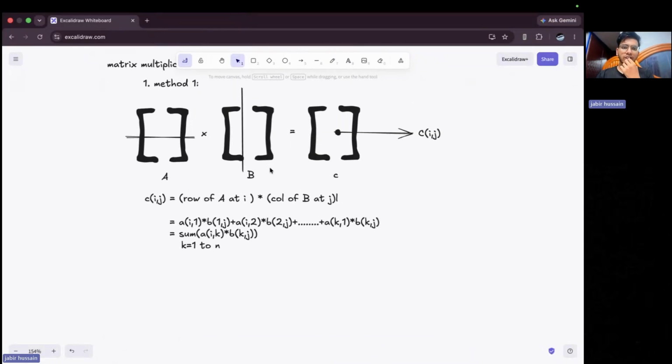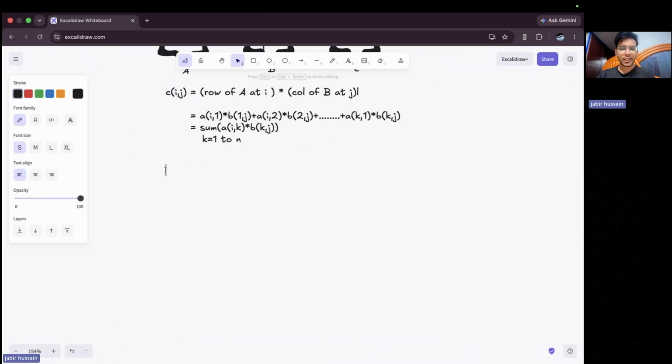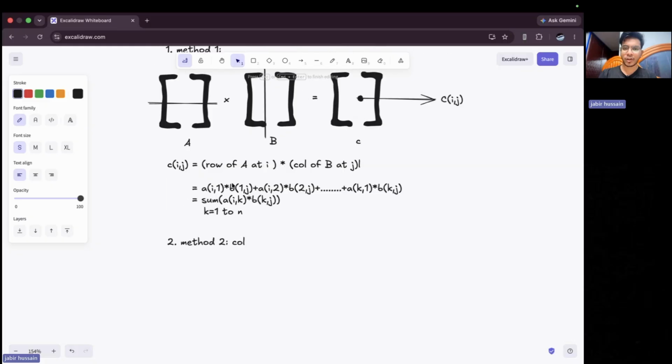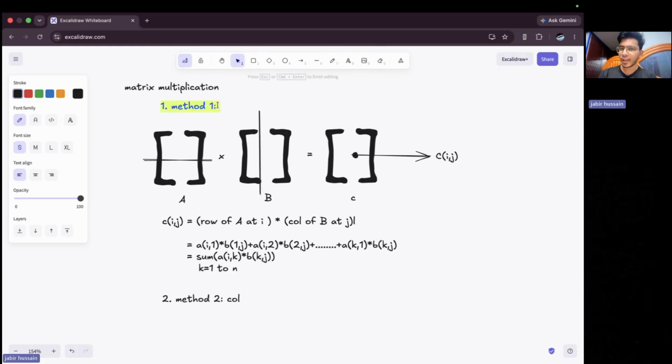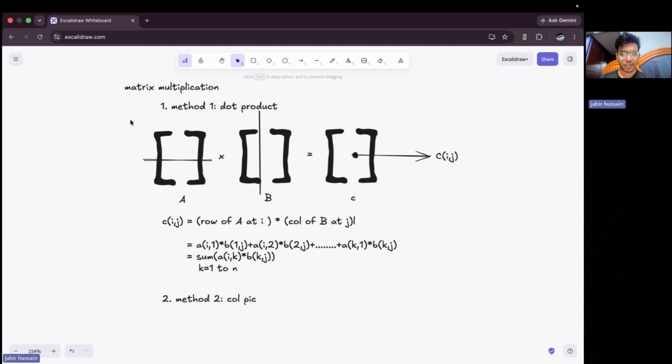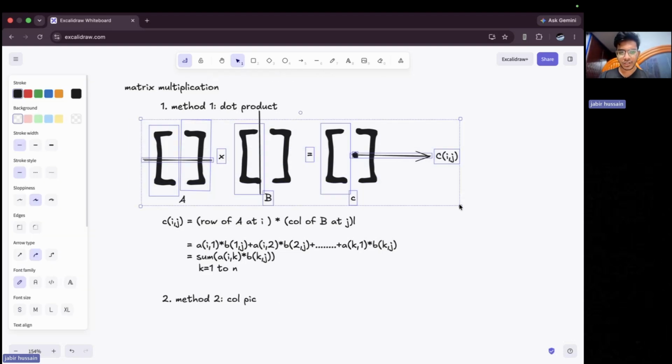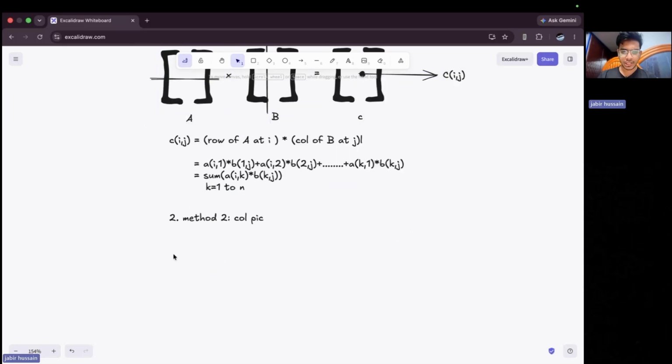So this is one methodology, and talking about the second methodology, method 2 is looking at it in the way of columns. In method 1 we have seen how we can imagine matrix multiplication in the form of dot product. Now in method 2 we are seeing how we can see matrix multiplication in the form of column picture. So let's say I'm taking the same thing. I'll copy the same thing and paste it in here.